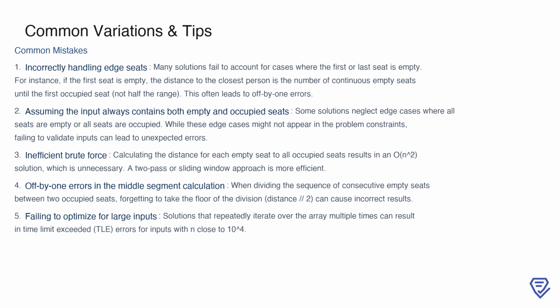Additionally, be cautious when calculating distances in middle segments of empty seats. Dividing the sequence between two occupied seats should use floor division, and forgetting this can lead to incorrect results.